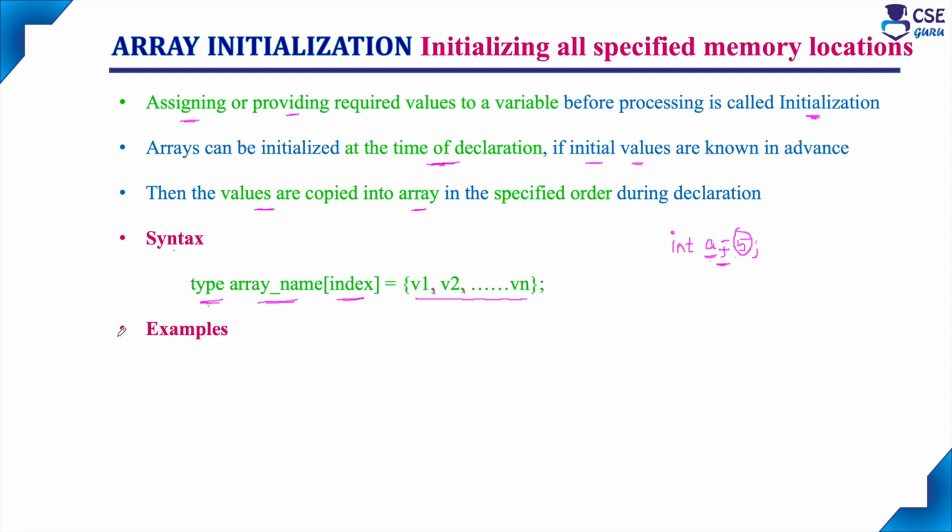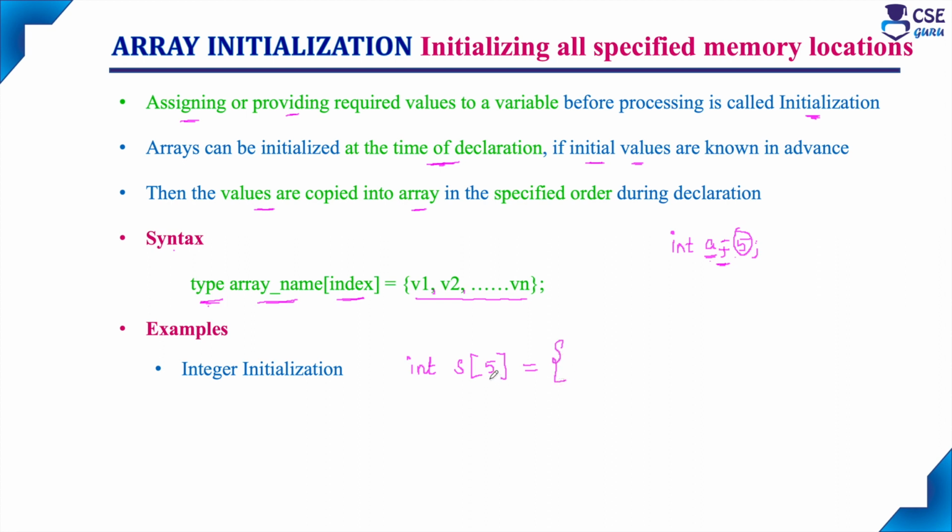For example, if you are considering integer initialization, that is int s of 5. So this is normal declaration if you are giving semicolon here. So here itself, we are going to assign values. If the initial values we know well before, we can initialize during declaration itself. Okay, so int s of 5 equal to, within curly brace set.